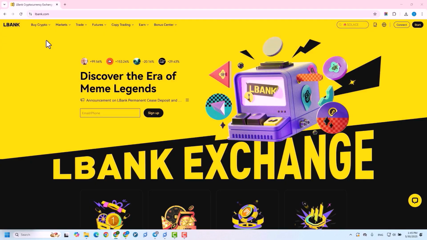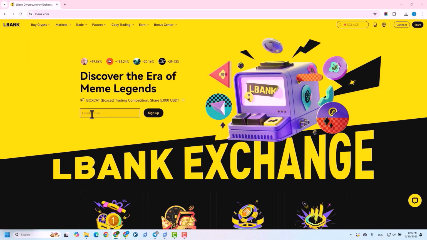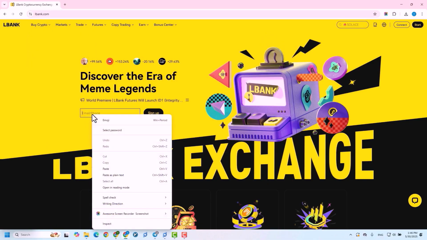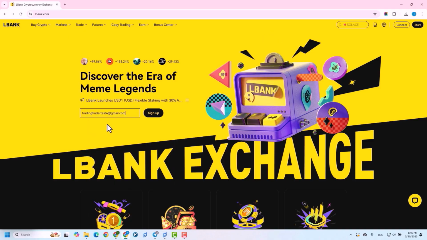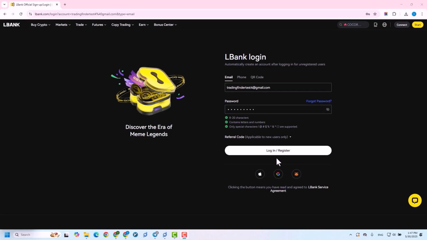The registration process on the LBank Exchange is very simple. When we enter the official website of the LBank Exchange, we can register by clicking on the sign up option and entering either our email address or phone number. After entering an email address that we have not previously used to register on this exchange, we click on the sign up option, and by entering a chosen password, which must include uppercase letters, lowercase letters, numbers, and symbols, we click on the register option.